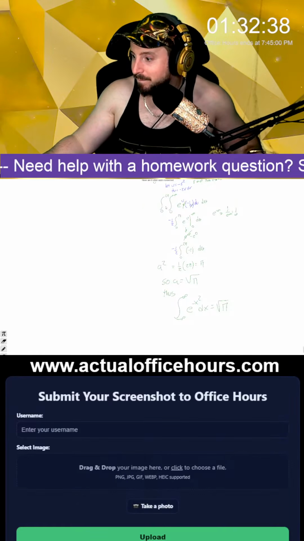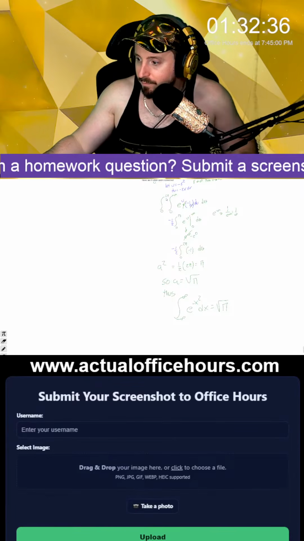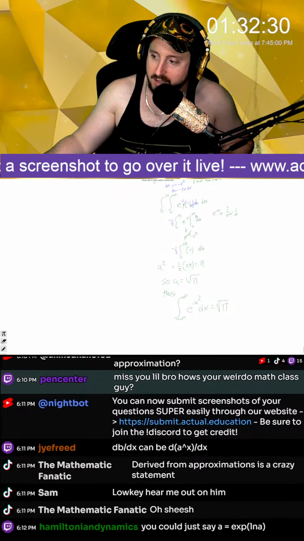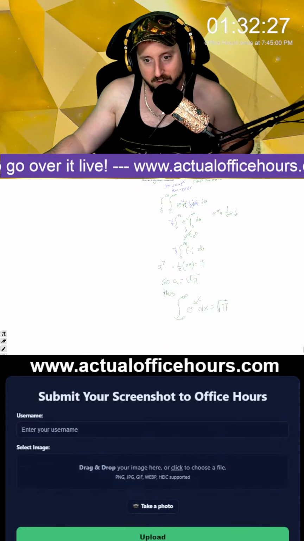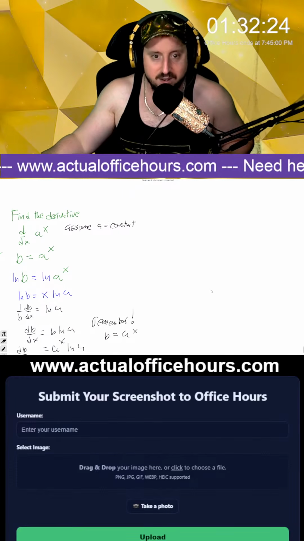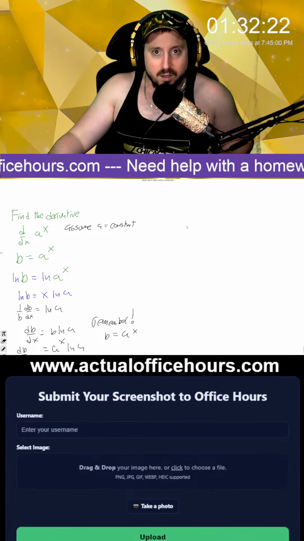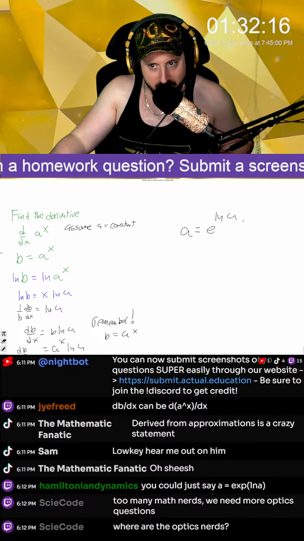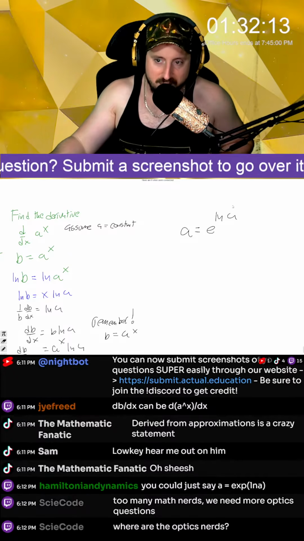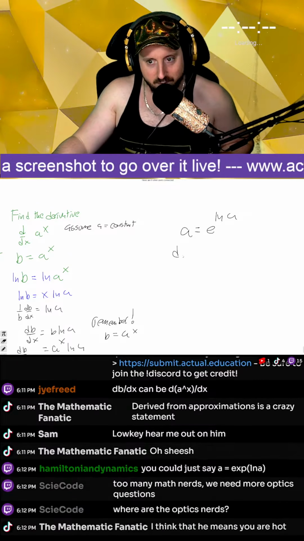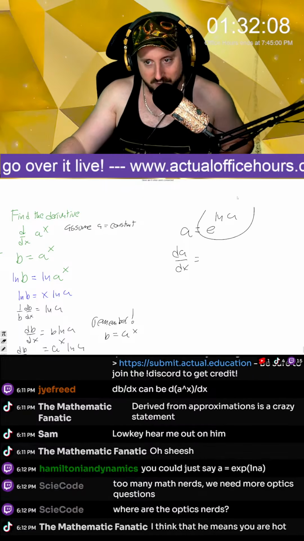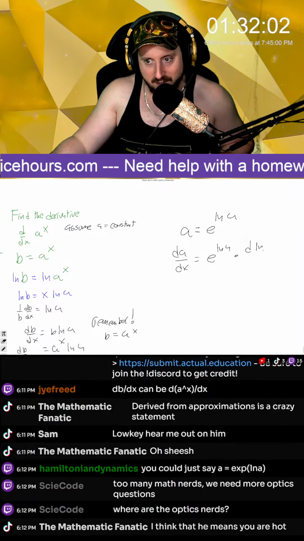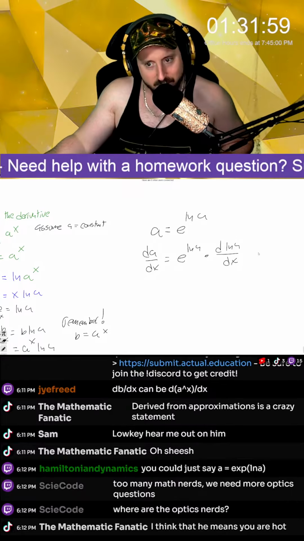Exactly, Jeffrey. Oh, Hamiltonian says you could also say A is equal to e to the ln of A. Yes, that's another way to do it. This is me trying to remember off the top of my head. I think the easier way is A is equal to e to the ln of A, and then taking the derivative of both sides. Is that what you're doing? So dA/dx is equal to, and this is the chain rule, right? So this is e to the ln of A times d ln of A/dx, right?